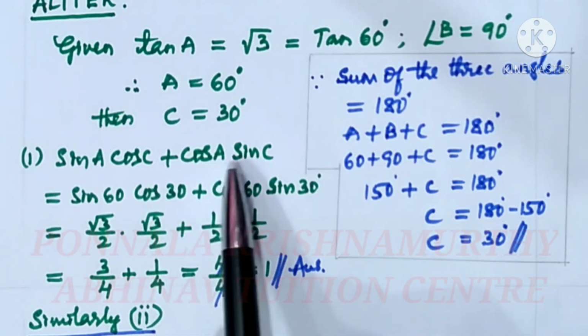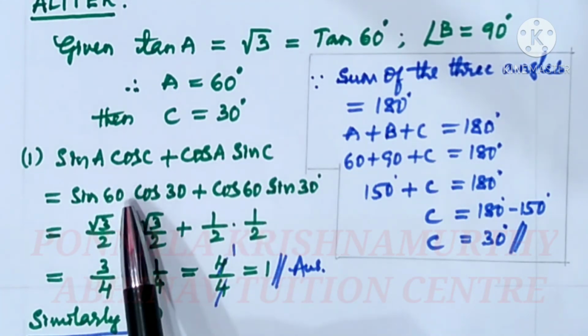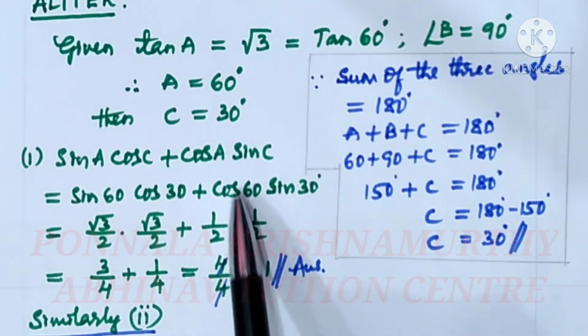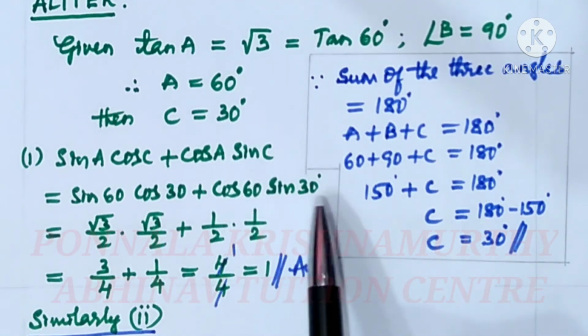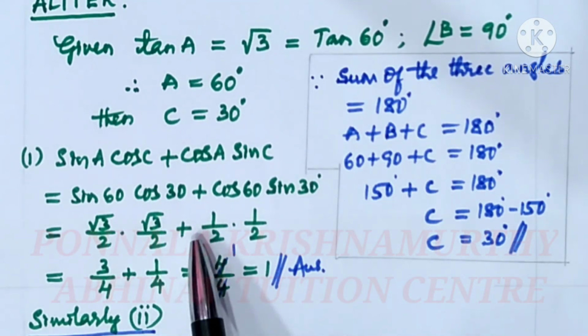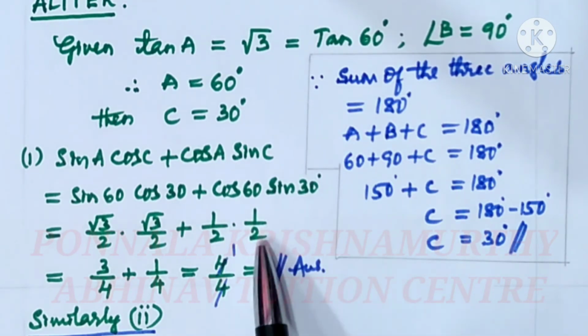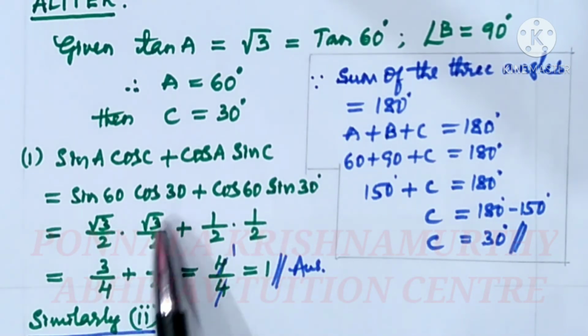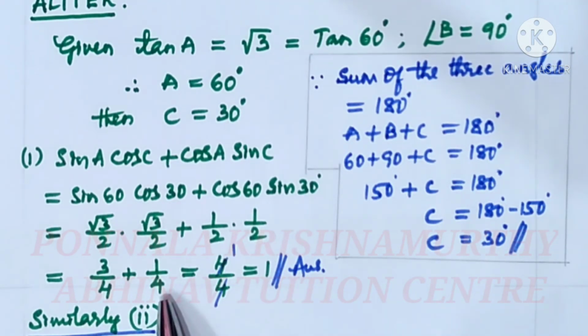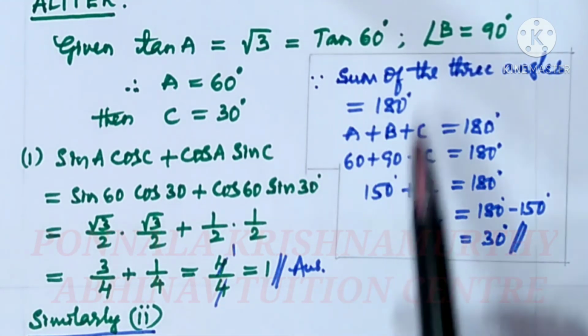Sin A cos C plus cos A sin C. Sin 60, A is 60, cos C 30, plus cos A cos 60, sin C sin 30. Sin 60 is root 3 by 2, cos 30 is root 3 by 2, plus cos 60 is 1 by 2, sin 30 is 1 by 2. Root 3 into root 3, 3 by 2 into 2, 4, plus 1 into 1, 1 by 2 into 2, 4. Since the denominators are same, 4 is the LCM, 3 plus 1 is 4, 4 1s are 4, 1 is the answer. Similarly, second one, we have here second one.